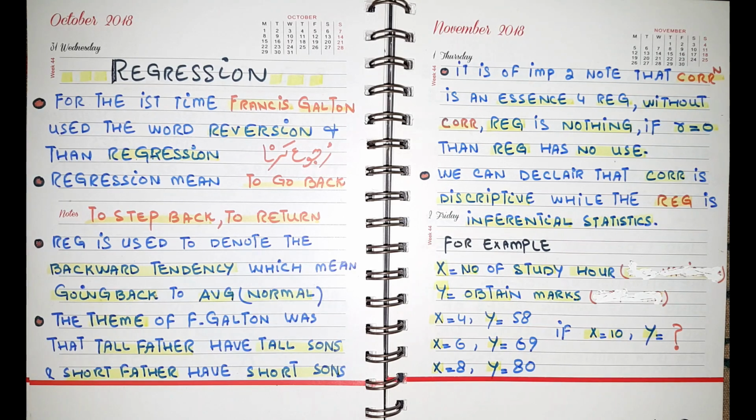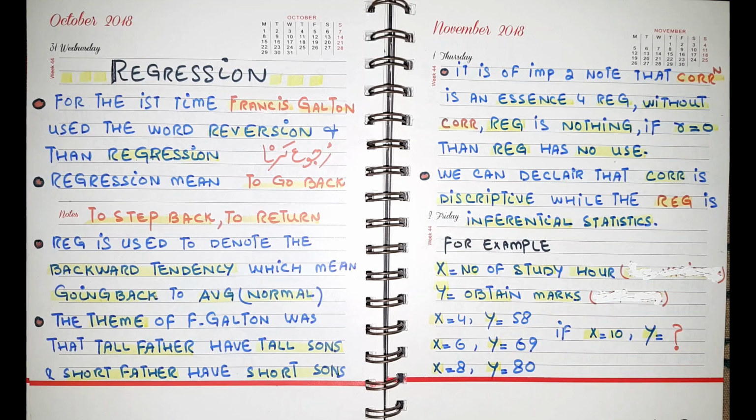Today we will start a very important chapter, that is regression, which is mostly used for the purpose of estimations, predictions and forecasting. Along with it, it is considered an elementary and fundamental part of econometrics. For the first time, Sir Francis Galton introduced the word regression, so we can say that he was one of the pioneers, one of the first researchers of regression. For the first time he used the word reversion and then he used the word regression.